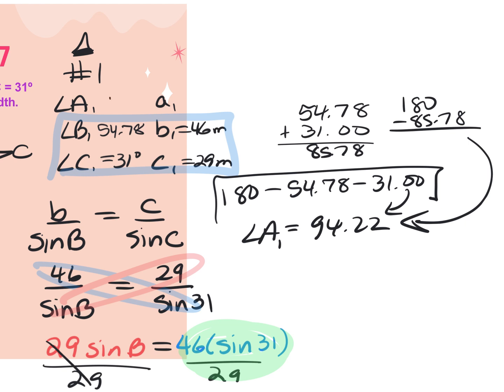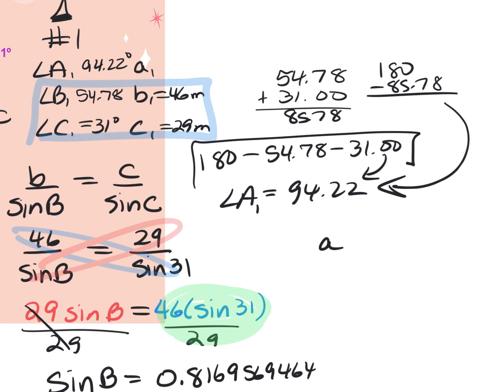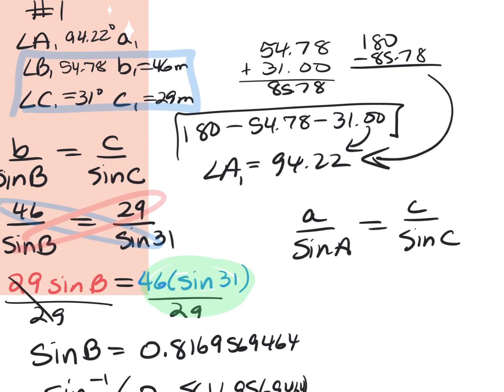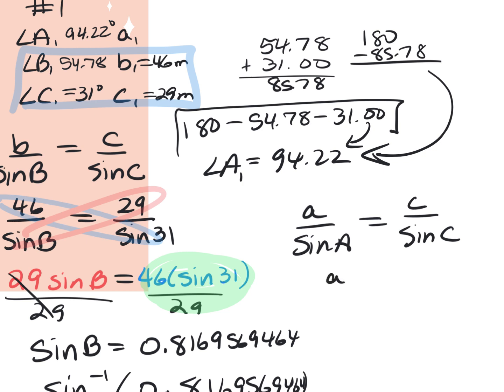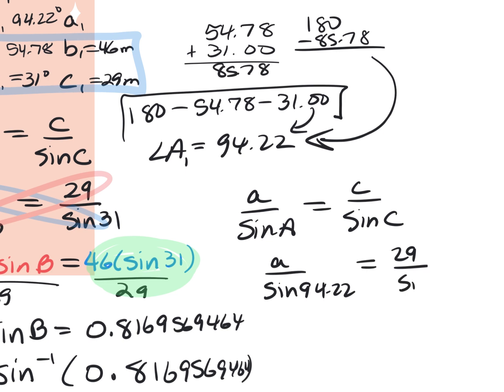So angle A, 94.22. So now I need to find side length a, and I'm going to use that newly found angle A. So I'm doing a over sine A, and I'm going to go back to what was given to me, c over sine C. Always try to go back to your given. So a, I don't know. I know angle A. I just calculated it, 94.22. And then side c was 29, and angle C was 31.